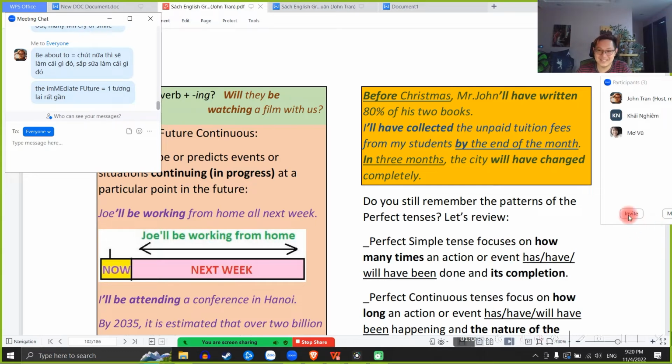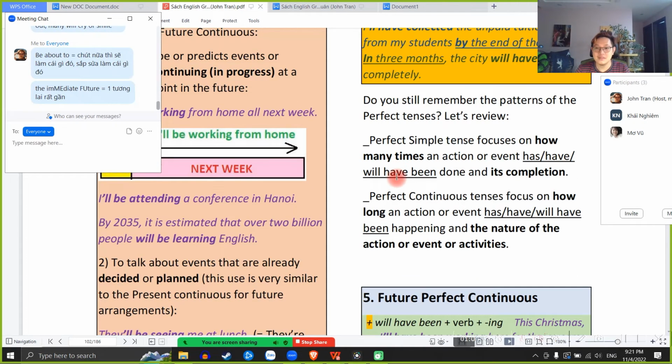In three months, the city will have changed completely. Trong vòng 3 tháng là cái khoảng thời gian này. In 3 months is like a marathon. Thành phố sẽ đã thay đổi một cách hoàn toàn. Chỉ cần một mùa Covid thôi là biết có thay đổi gì hay không ngay. So a Covid time, you will have seen some changes. Will have seen.